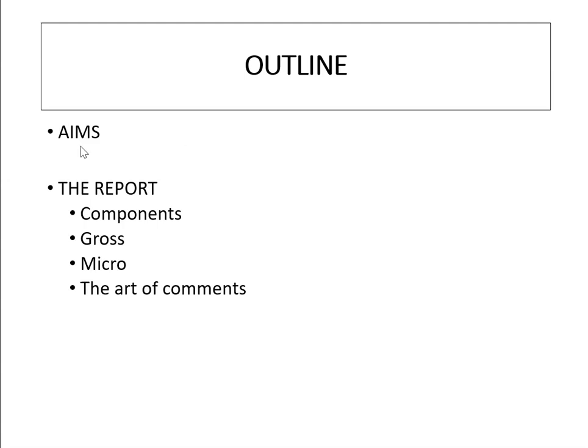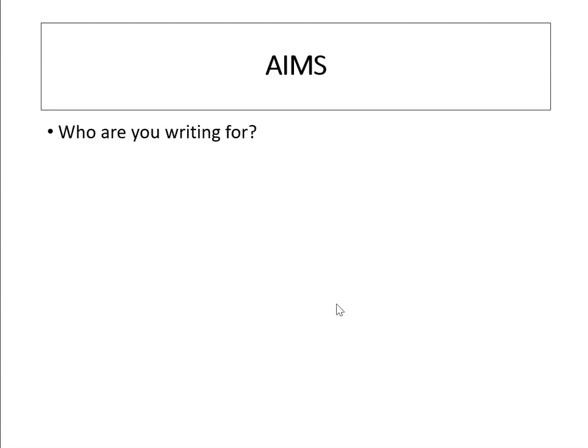So we will first look at the aims of why we are actually writing the report, because this informs us on the type of information we would like to include. And then I will go through some of the major components of the report, in particular the gross description and also the blocks description, microscopy, and finally I will say a few words about the art of writing comments.